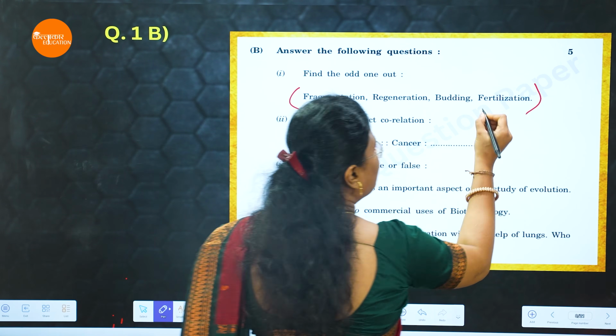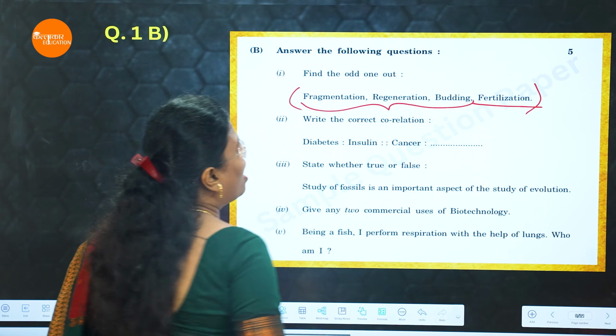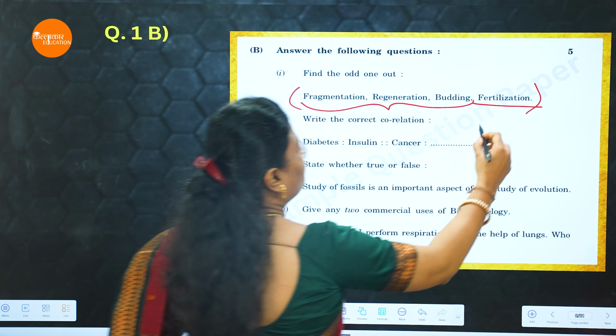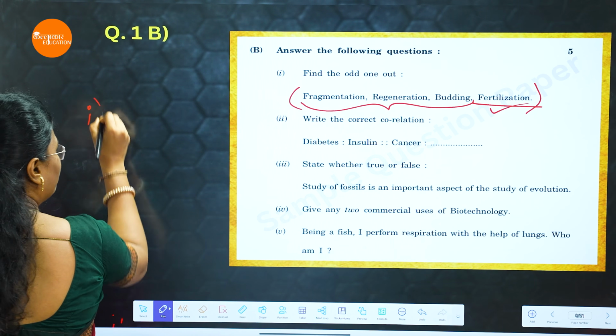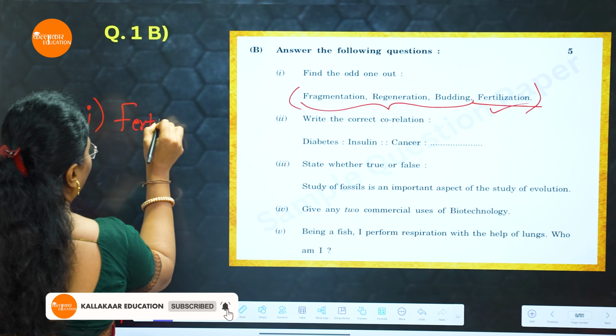So the odd one is fertilization, because all 3 other words are related to asexual reproduction. So the odd one will be fertilization. You have to write the answer like this: question number 1B1, and the answer will be fertilization.